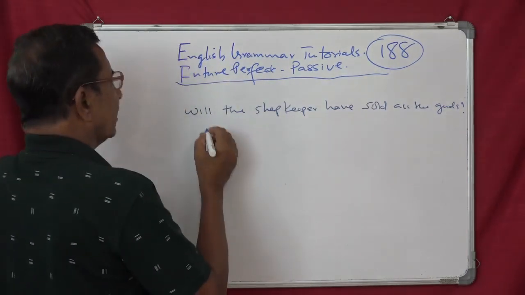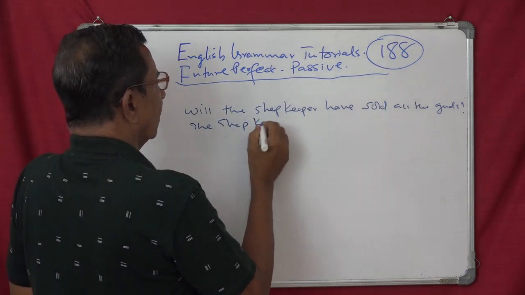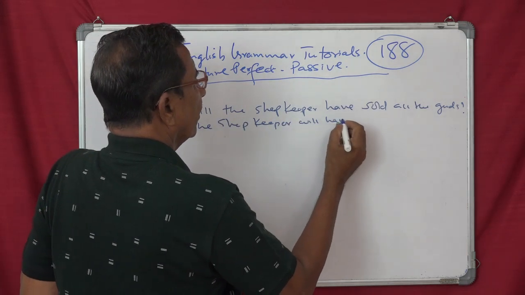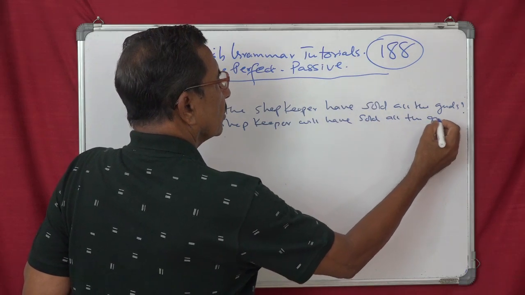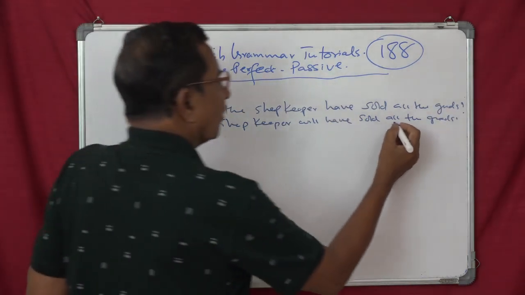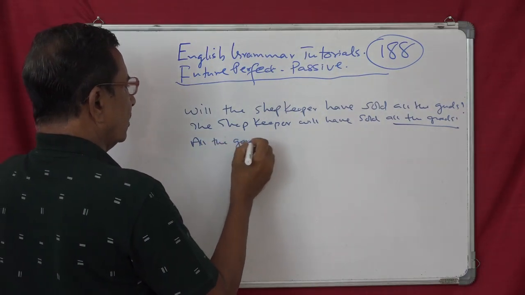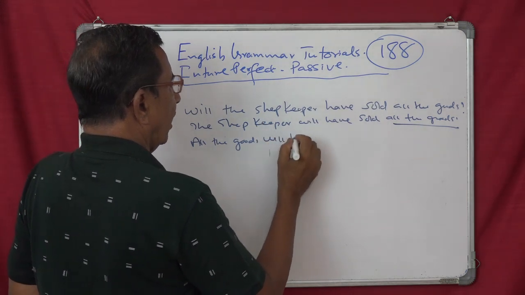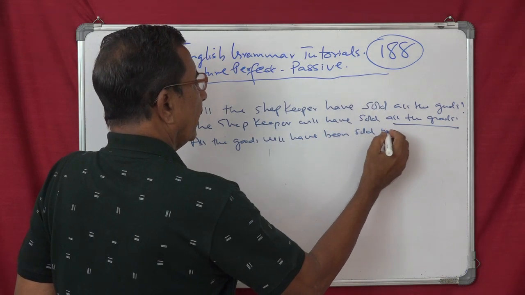to simplify the sentence, you will say the shopkeeper will have sold all the goods. So now this becomes a statement. It becomes easy now for you. So here you have got the NP2, all the goods: all the goods will have been sold by the shopkeeper.